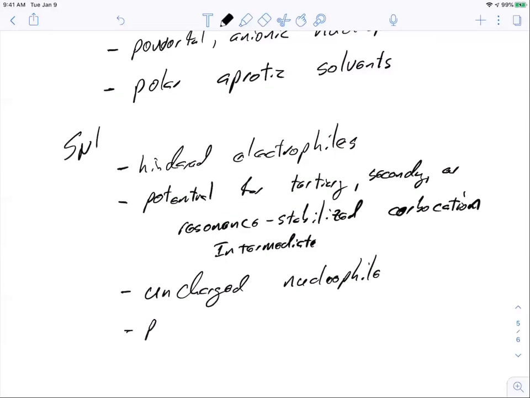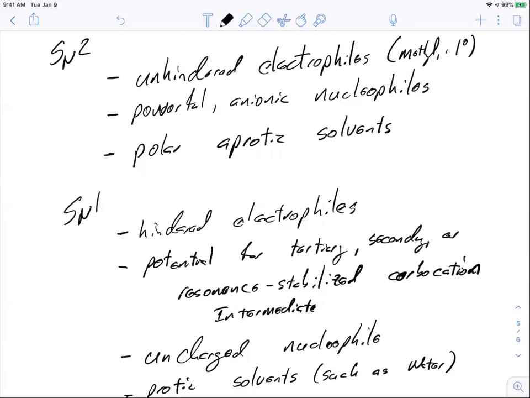And then protic solvents. A protic solvent is going to stabilize the carbocation, right? There are charges that need to be stabilized, and the solvent can stabilize that carbocation. So protic solvents, such as water, methanol, ethanol, things like that, are going to be favored for SN1.